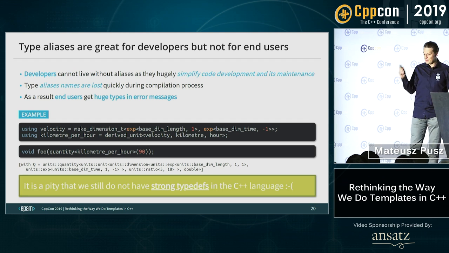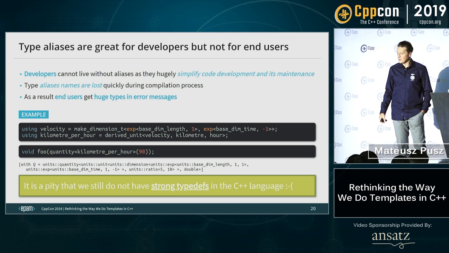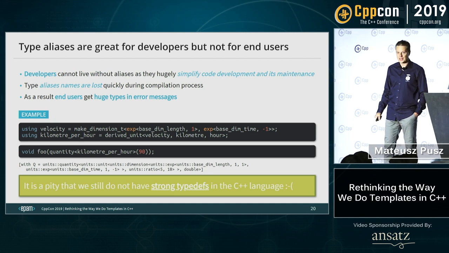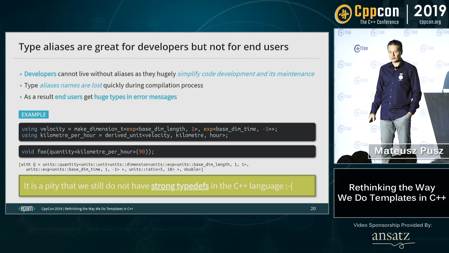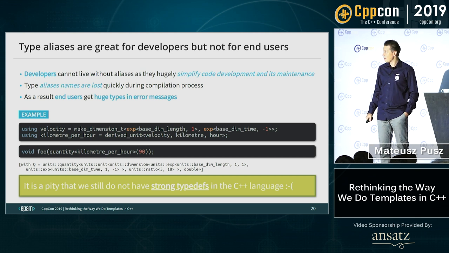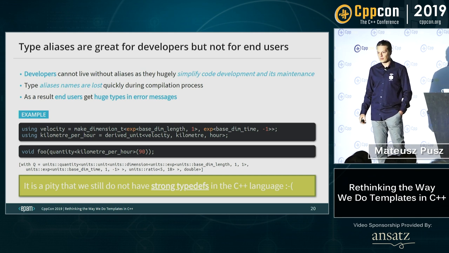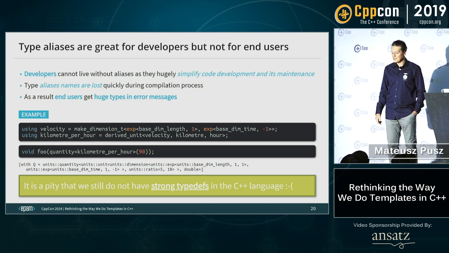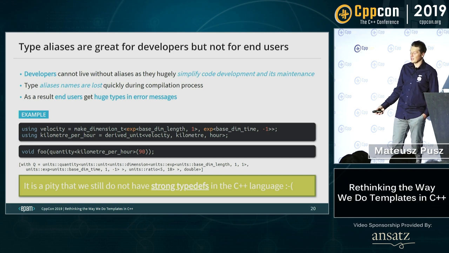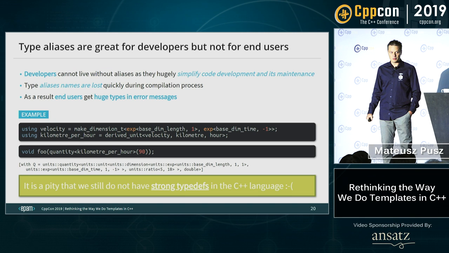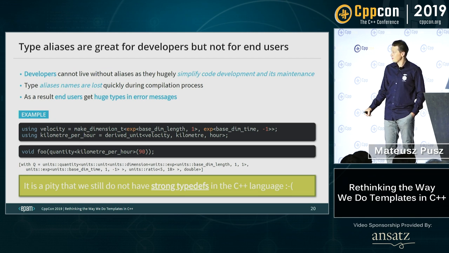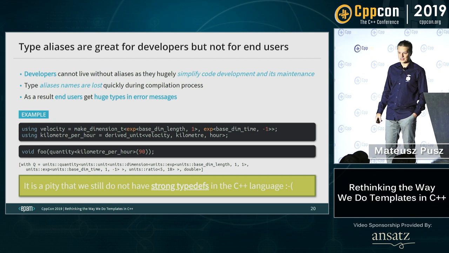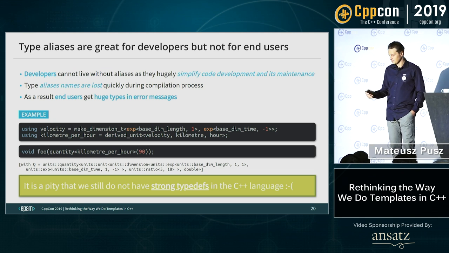It's really a pity that we don't have strong typedefs in the C++ language. There were a few attempts done over the years. I know that Walter Brown provided probably at least 4 papers on this for different versions, for C++11, 14, and so on. But it didn't get adopted into the language. So we have only aliases or nothing else, and this is a problem. If someone would like to work on strong types for next releases of the C++ language, I would be really happy to help with some thoughts and contribution.